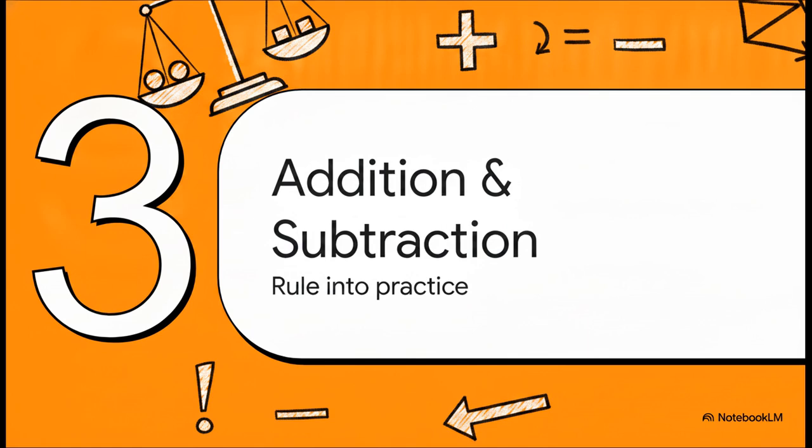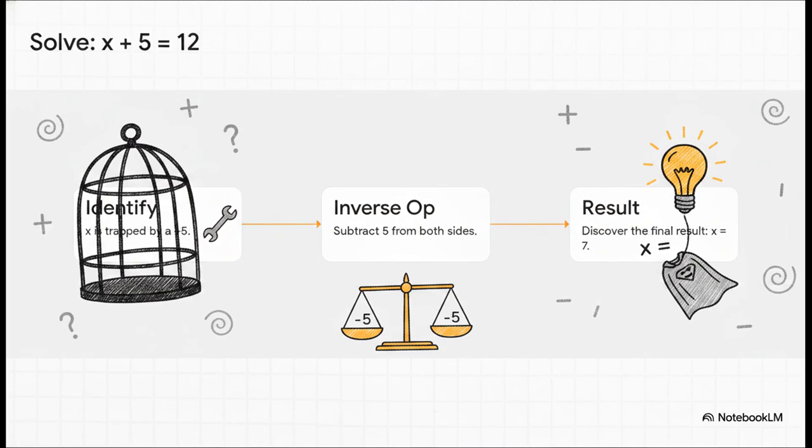Okay, Section 3, addition and subtraction equations. Let's actually put this golden rule into practice. Let's treat this like a mini rescue mission. We need to solve x + 5 = 12. Step 1, identify the problem. Our variable x is trapped by a plus 5.